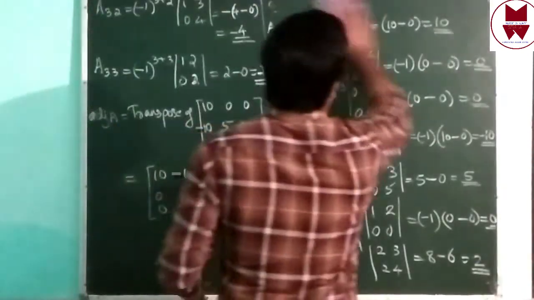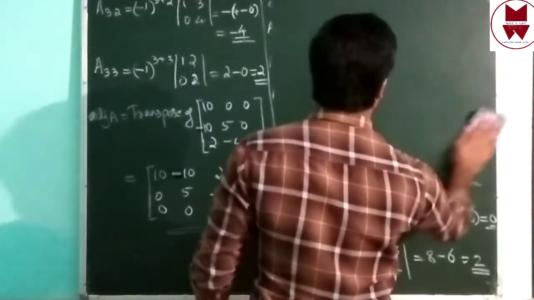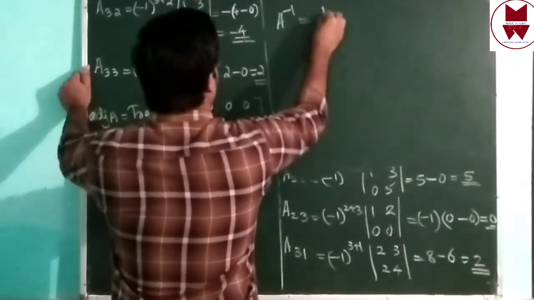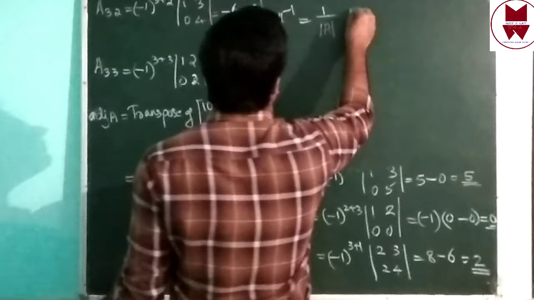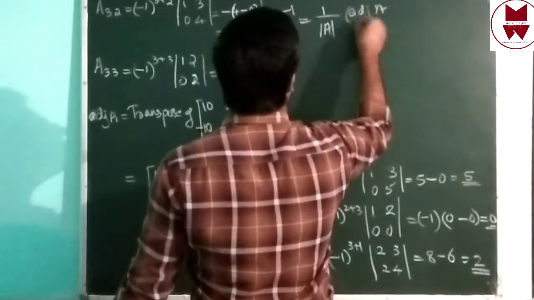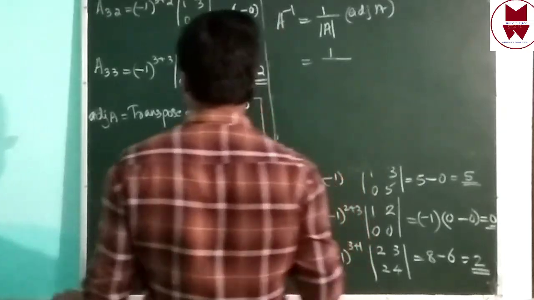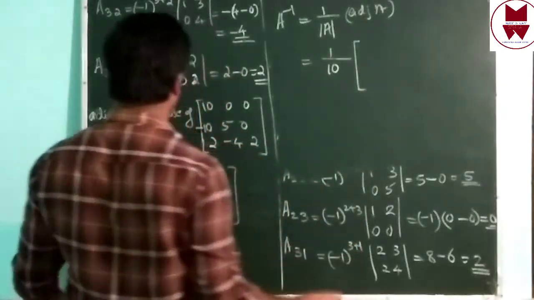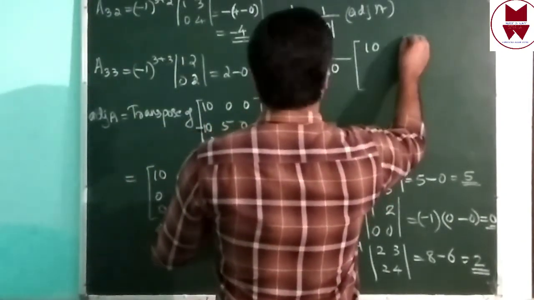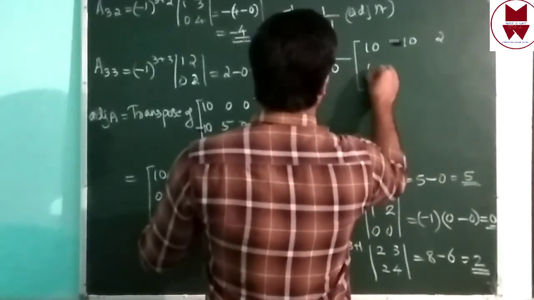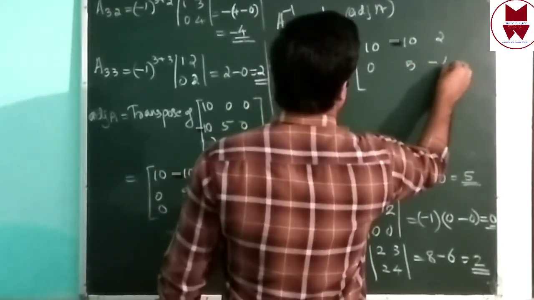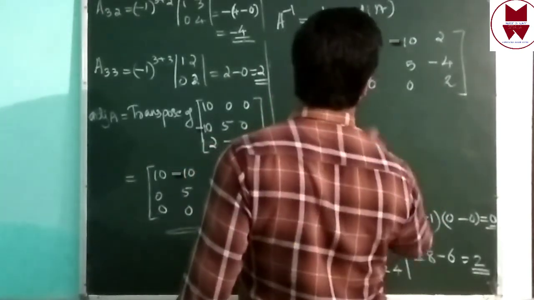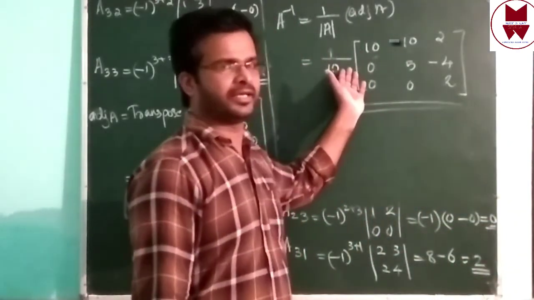Now A inverse. A inverse equal to 1 by determinant of A times adjoint of A. Determinant of A, already got it, 10, into adjoint of A, that is 10, 10, 2, 0, 5, minus 4, 0, 0. This is our inverse matrix.